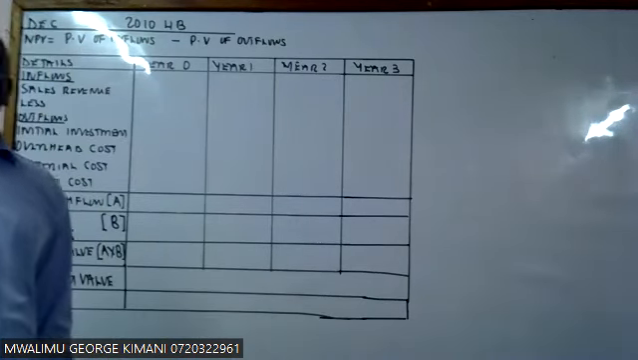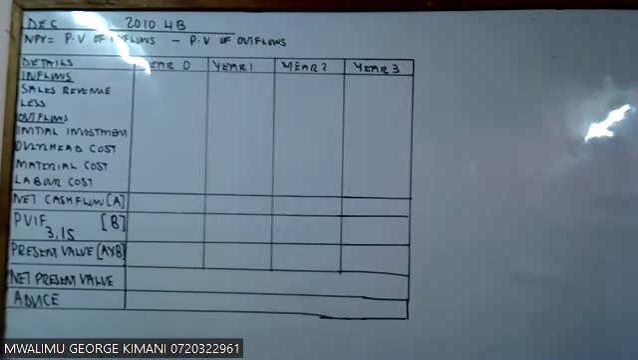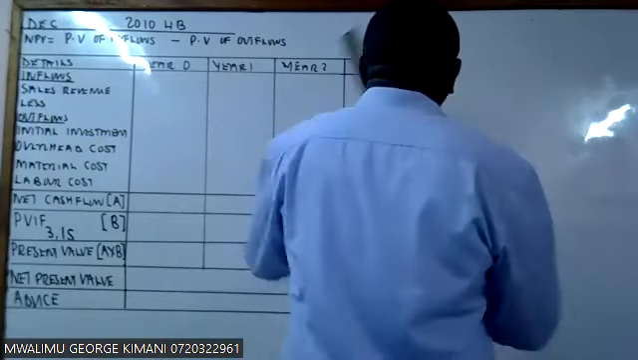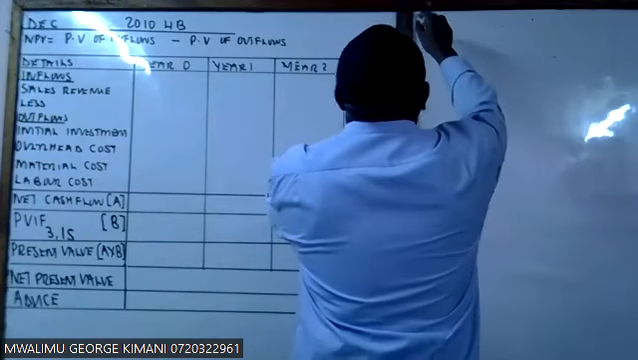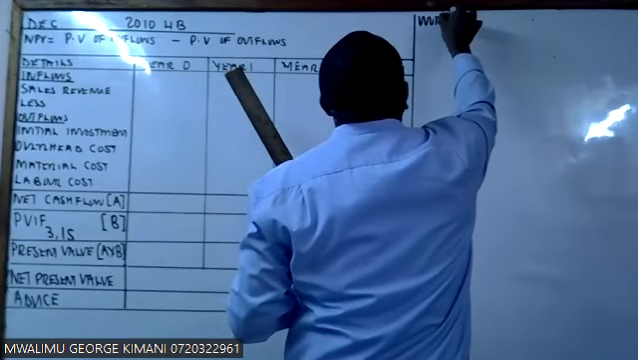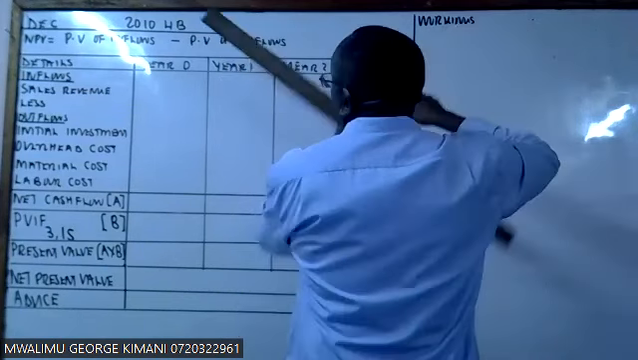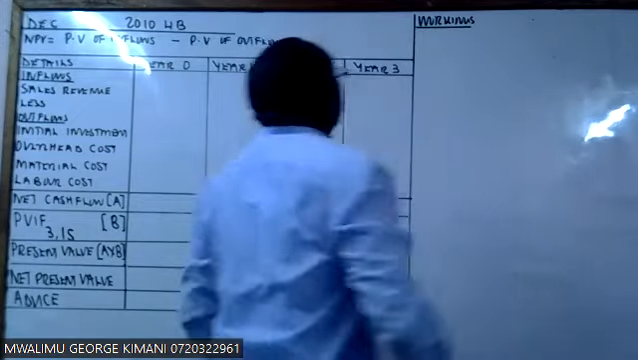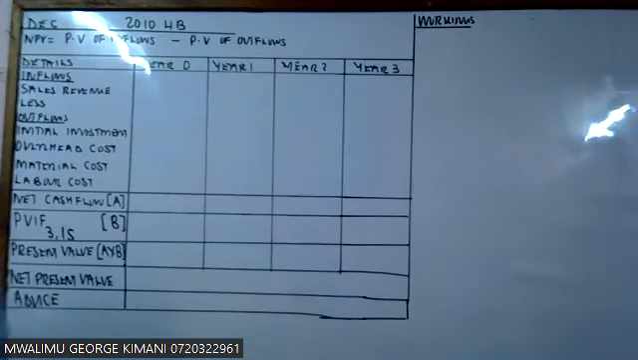Now, if we have done that, we now need to do working. So down there, I'll write the workings. We need to get the workings so that we can bring the answers to the table. And we can start here.